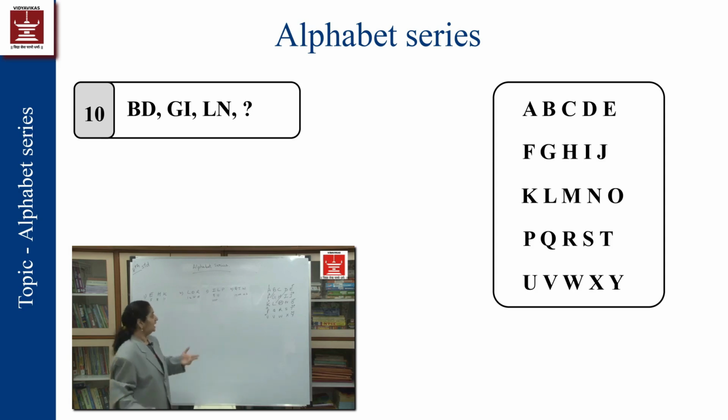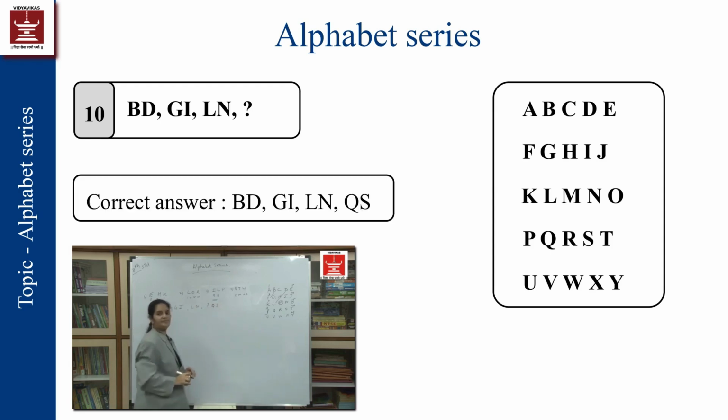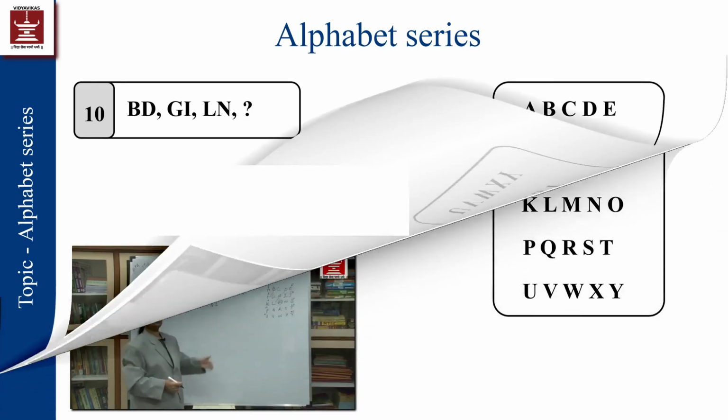For example, you may say that the group is B and D, G, I, L, N. If this is what is given and the next one is a question mark, then you will see that BD is from first group, HI is from second group, LN is from third group. So the next possible option would be QS. Not only they are from these groups, but they are the alphabets which are alternate or which are to the left and right to the middle alphabet from each group. So just by looking at them, you can find that.